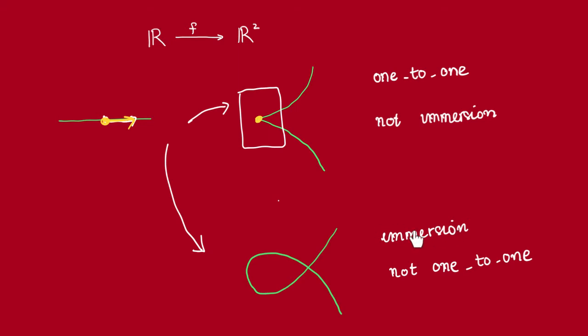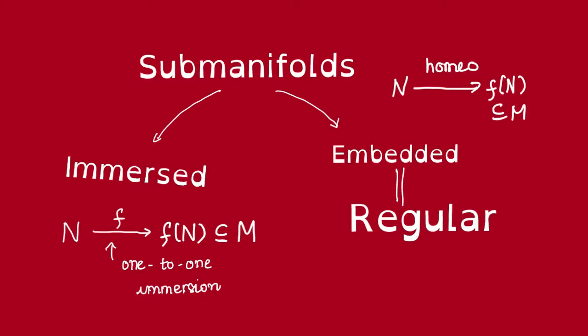But just being an immersion is not enough, because this map, for example, is an immersion, the map on tangent space is injective, but this map is not one-to-one. And a manifold cannot have a crossing like this. So we also want to rule out cases of maps that are not one-to-one. Thus we define immersed submanifolds to be one-to-one immersions of a smooth manifold into M.